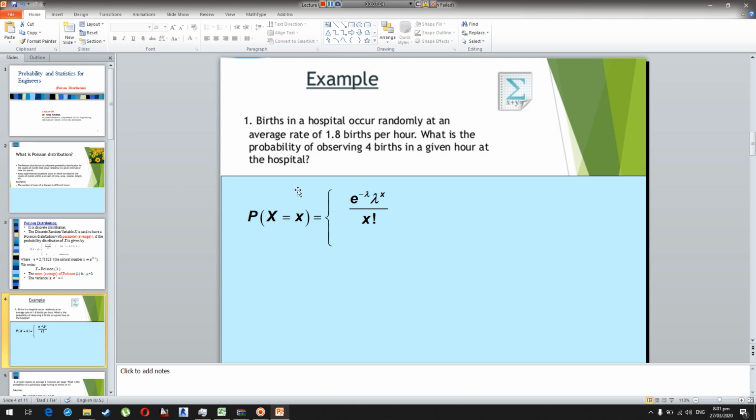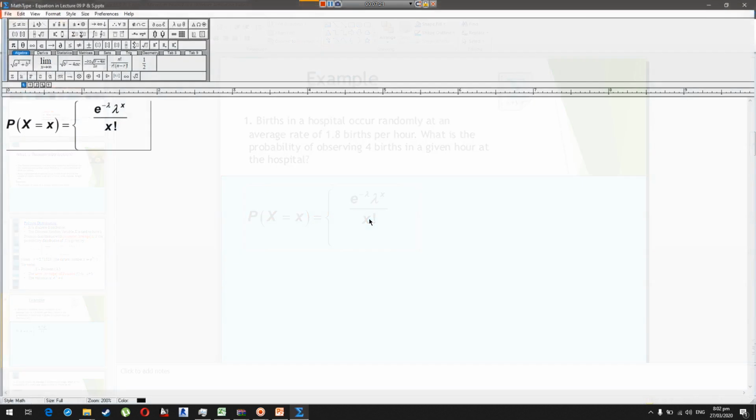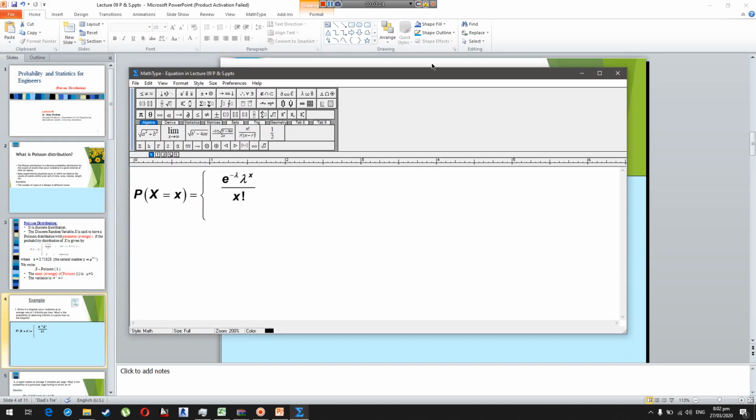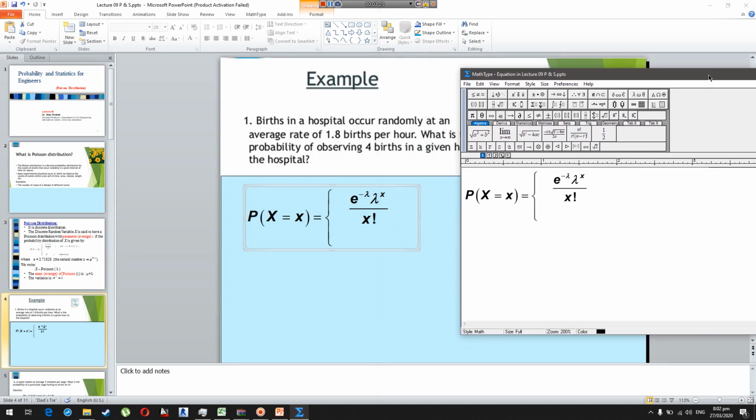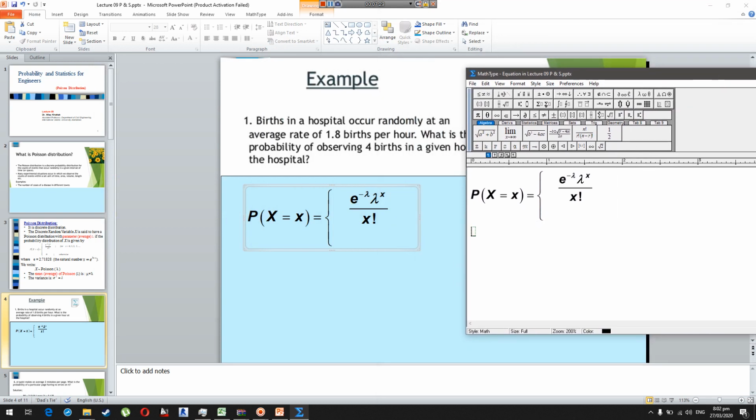So if we solve this problem, we can use the same equation, that is the probability of x for any random value. Here x, we will replace it by 4 because we are going to determine the probability of 4 births, and we can use the same equation. So the probability that x is equal to 4, we will use that equation.